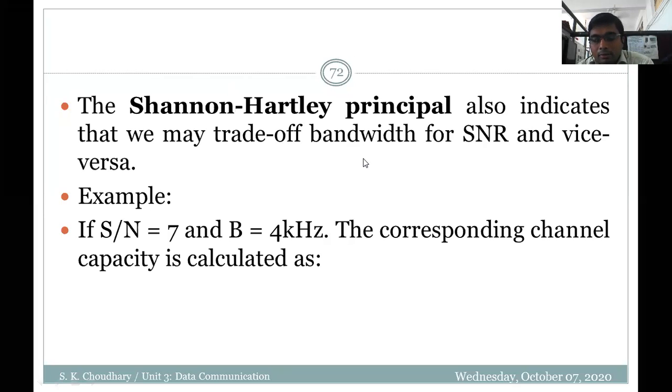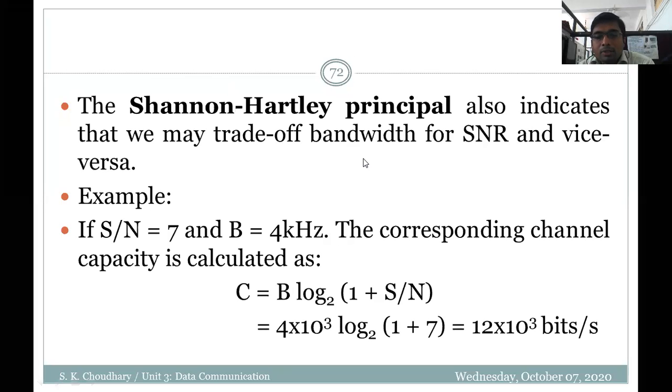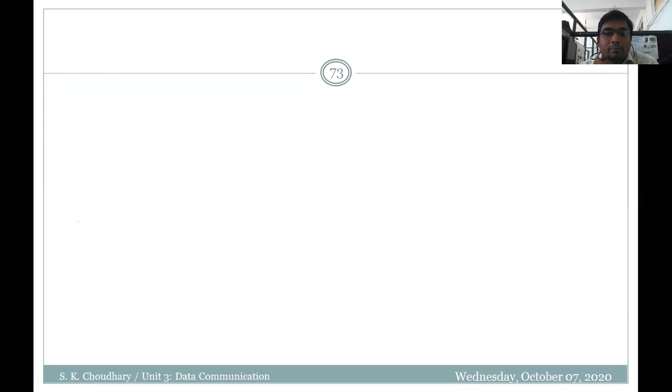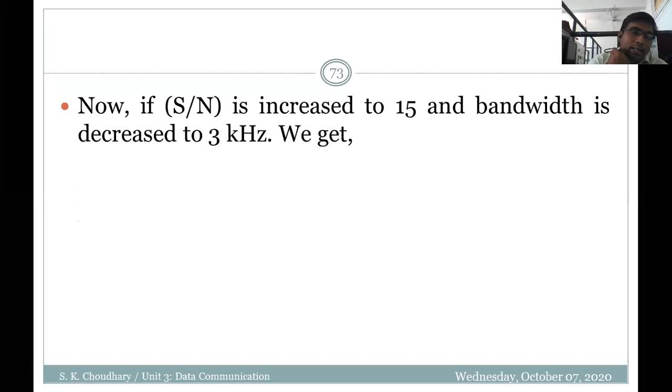We know the unit of the capacity. Just put up the formula, 12 into 10 to the power 3 bits per second. Okay. Now, I will change the value of SNR. I am going to increase the value of SNR and decrease the bandwidth. Then tell me what is the value of channel capacity. Now, SNR is increased to 15, and bandwidth is decreased to 3 kilohertz. Then tell me what is the value of the channel capacity.